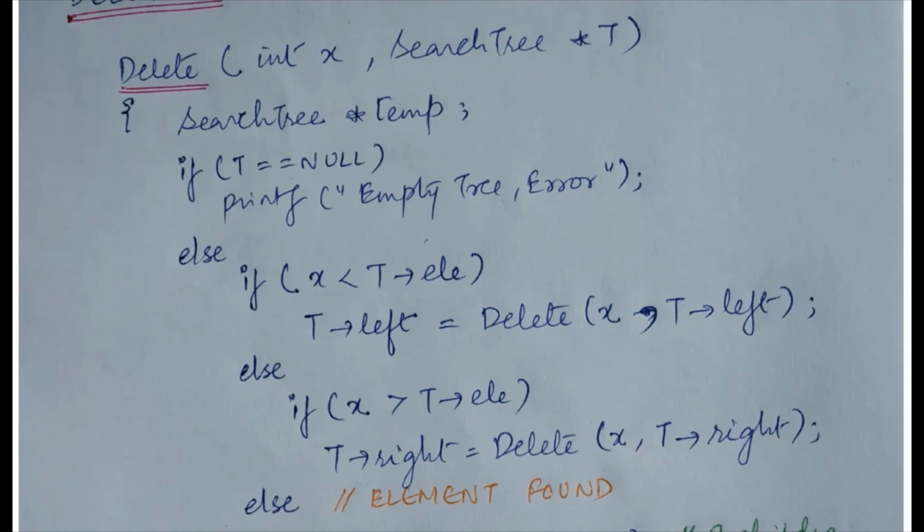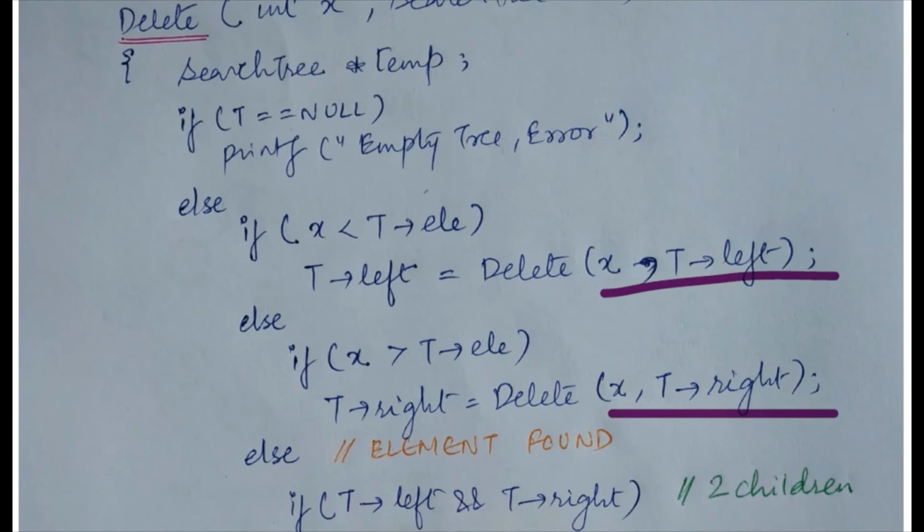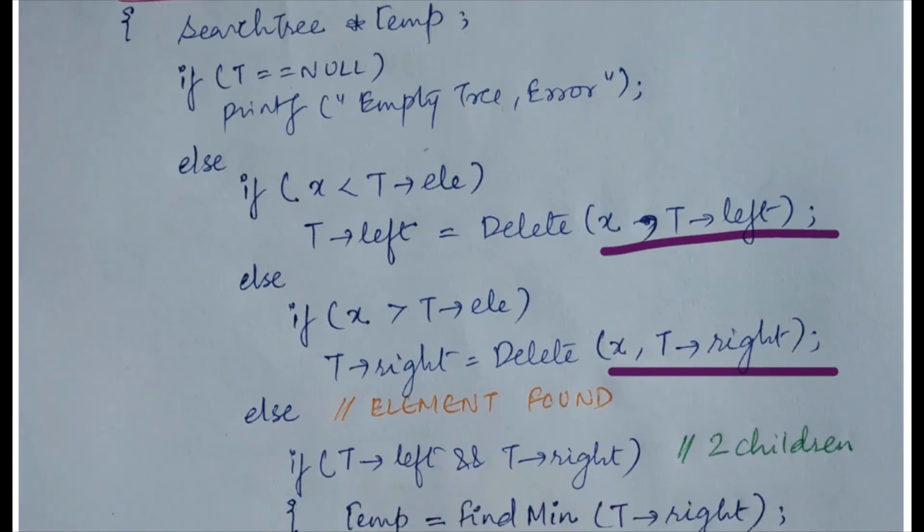If x is less than your root, and we start with the root as t, if x is less than that, we call delete x on the left subtree, and just like we do for insertion, we make recursive calls. So we call it to the left, we call it to the right, in case of the value being less than or greater than. Now if it's not less than and it's not greater than, it is equal to. So if we go into this else, we have actually found the node.